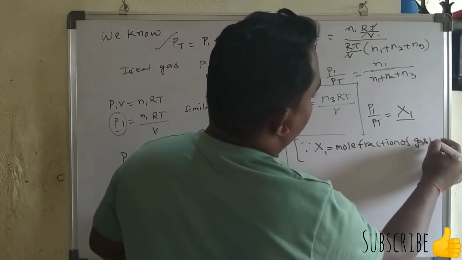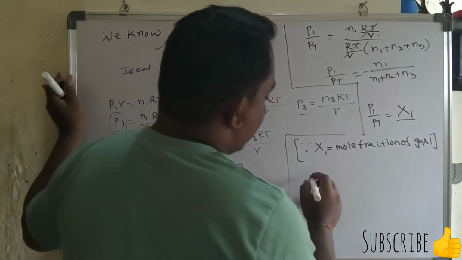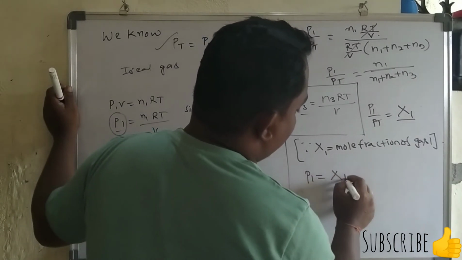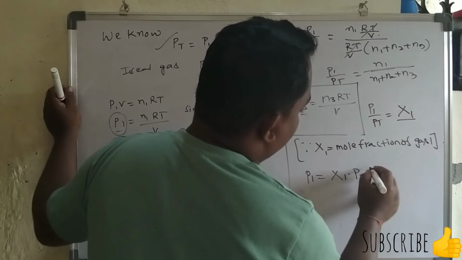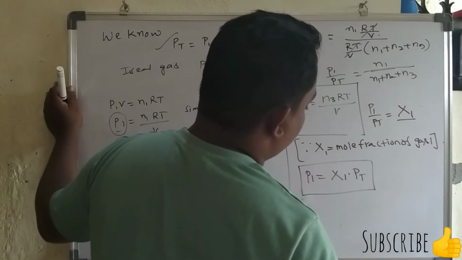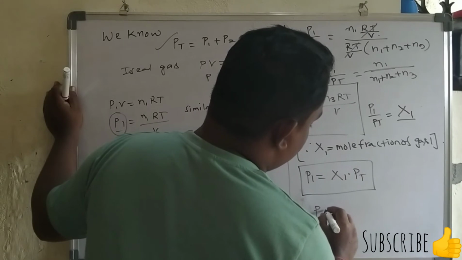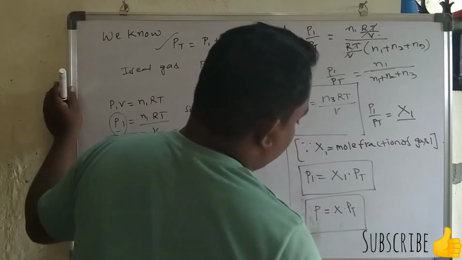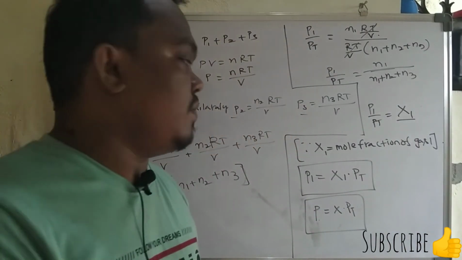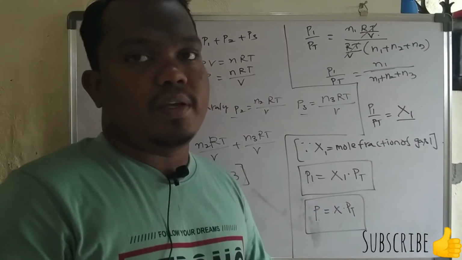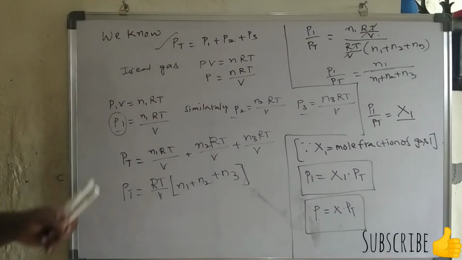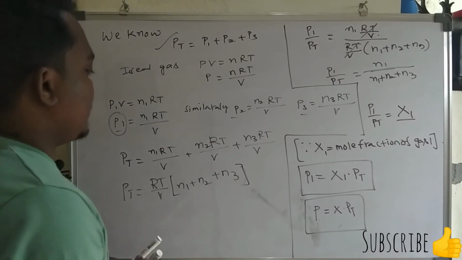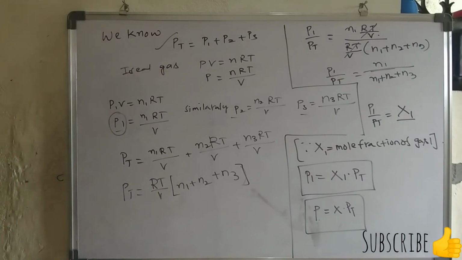Then partial pressure P1 is equal to x1 into Pt. Simply we can write that partial pressure P is equal to x into Pt. Whichever gas we take, if it is O2, then PO2 is equal to x of O2 into Pt. So this is the calculation of the partial pressure of individual gases, each individual component. So this is the final equation.